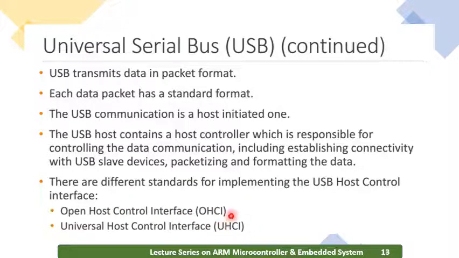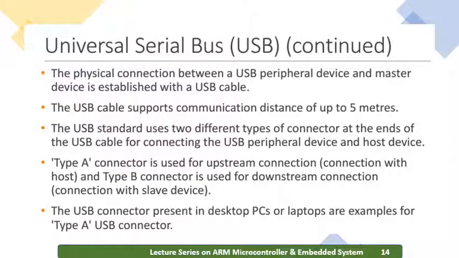One is OHCI, that is Open Host Control Interface, and the other one is UHCI, the Universal Host Control Interface. So the physical connection between a USB peripheral and a master device is established via a USB cable, and the USB cable supports communication distance up to 5 meters. The USB standard uses two different types of connector at the ends of the USB cable for connecting the USB terminal to the host device.